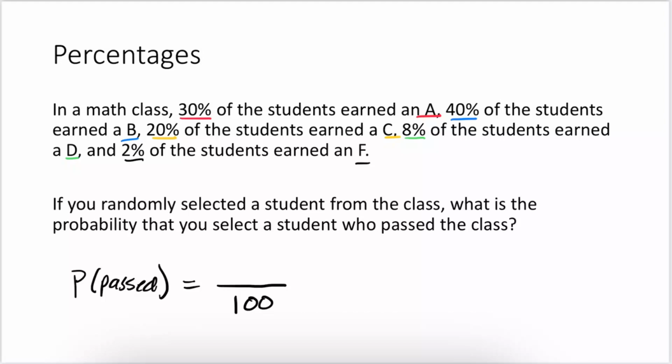And then I can say, okay, what percentage of the people passed the class? Well, obviously these 30% passed the class, and the 40% who got a B also passed, and so did the 20% who got a C. And so if I add all of those together, that tells me there's a total of 90 percent out of the 100% that passed the class. And you could change this into a decimal if you wanted to, which would give you 0.9, or you could change it into a percentage. And that basically says that the probability that you select a student who passed the class is 90%.